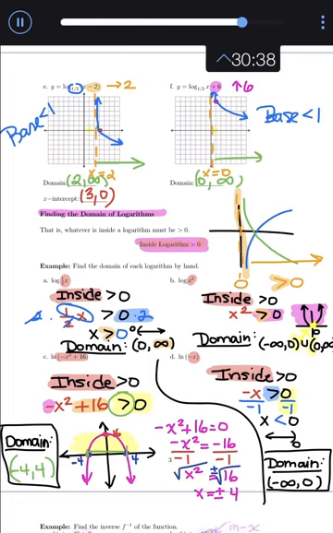So the only time we really have to worry about drawing a picture is when we have the x squareds in it, because then we have to deal with drawing the parabola to figure out what's above and what's below the x-axis, to figure out what's greater than 0.